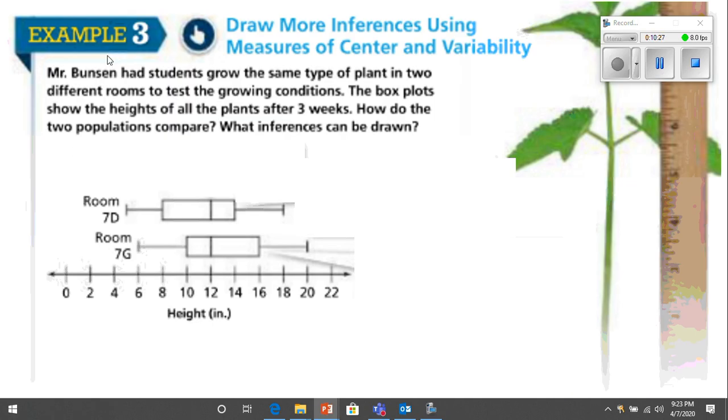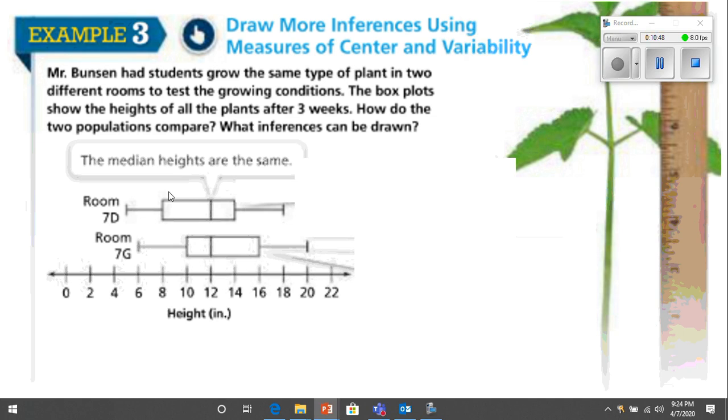And example number 3, it says Mr. Bunsen has students grow the same type of plant in 2 different rooms and test the growing conditions. The box plot shows the height of all the plants after 3 weeks. How do the 2 populations compare? What inferences can you draw?